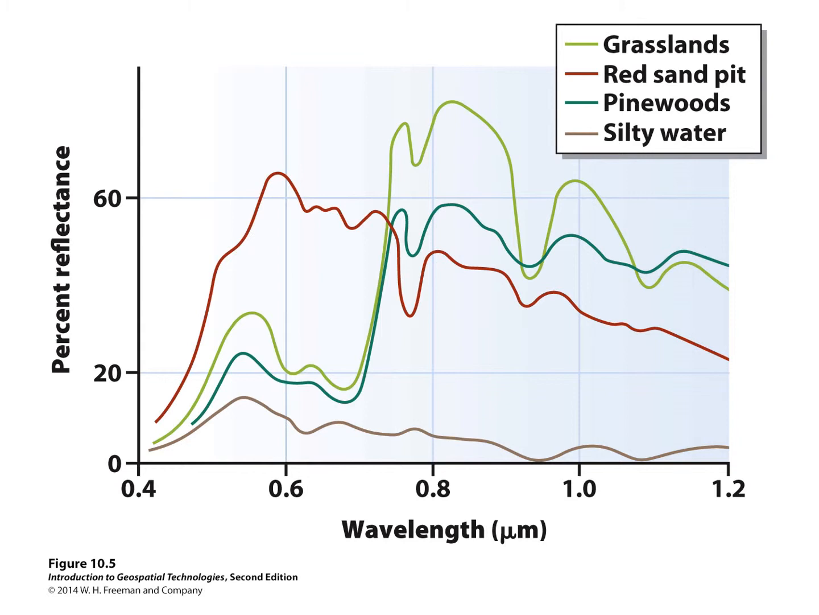For example, if you're trying to identify the red sand pits, around 0.6 would be the easy spot because it should be very bright. If you're trying to differentiate between grasslands and the piney woods, you want to get up in the near infrared, things above 0.7, because at that point the reflectance should be much higher in the grasslands than it is in the piney woods, and the water should be much lower than any of them. And so that's sort of where we're at with those.